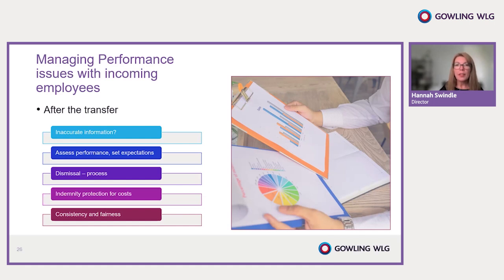fairly. If the employees do have unfair dismissal rights, then in the normal way, a fair process would need to be followed. So the employer would need to give training and support to help the transferred employees adapt to the new environment and meet performance expectations.